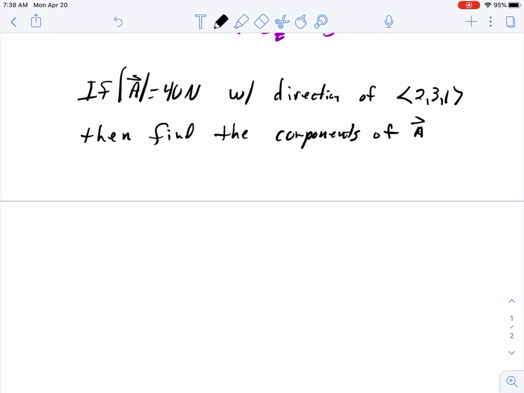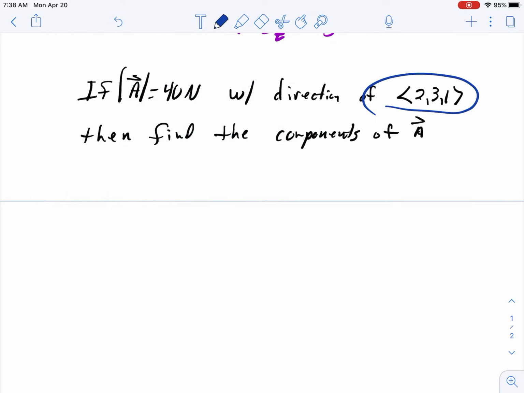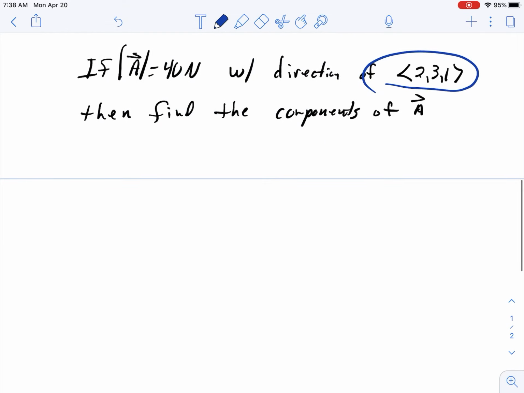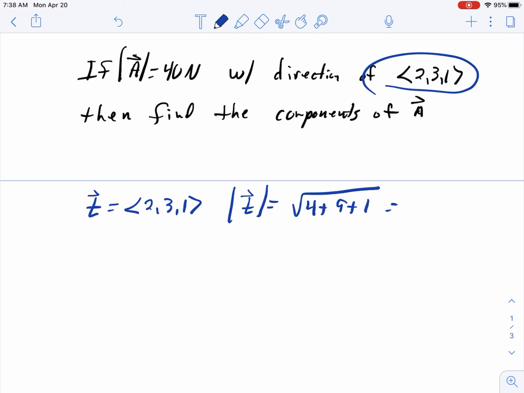So to do that, you have to come back to what's the unit vector of this. Okay? So if I find the magnitude of that, let's call this T. So let's say T is represented by 2, 3, 1. Therefore, the magnitude of that would be 4 plus 9 plus 1.